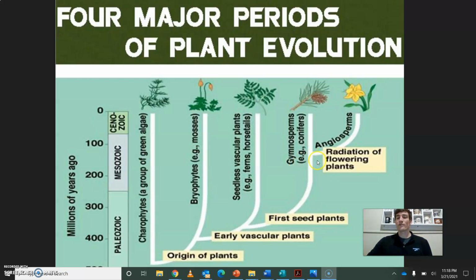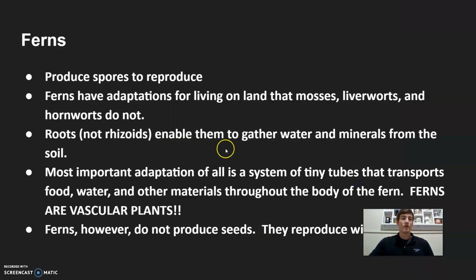And after a certain period of time, that group branched into two separate groups. The main things that we refer to these groups as now are Gymnosperm and Angiosperm plants. We'll talk about this more in a second. So what is a fern?